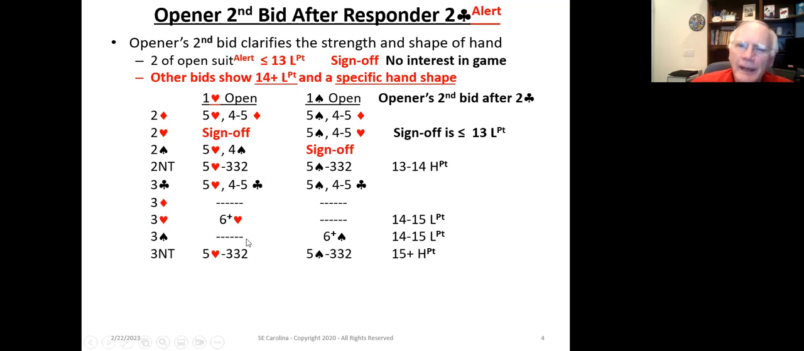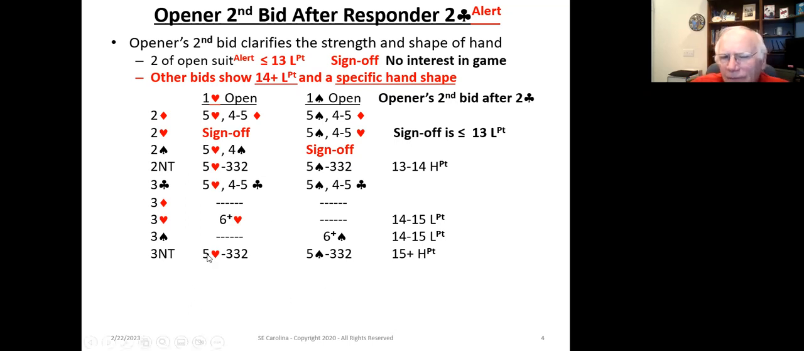Now, remember, we were up here, we said that if we have 5, 3, 3, 2 and 13 to 14 high card points, we're going to bid 2 no trump. And then the process is to determine whether we want to play in 2 no trump or 3 of the major. Well, if you've got 15 plus points, it's the same, but the opener knows that the responder has 10 plus, and 10 plus 15 is 25. So you know you've got enough for game.